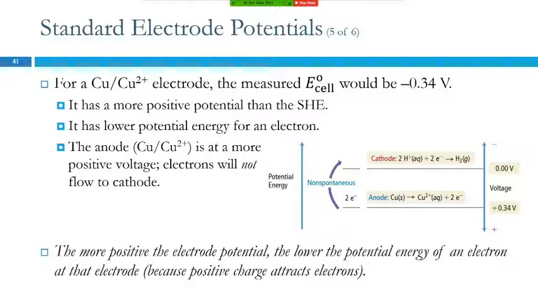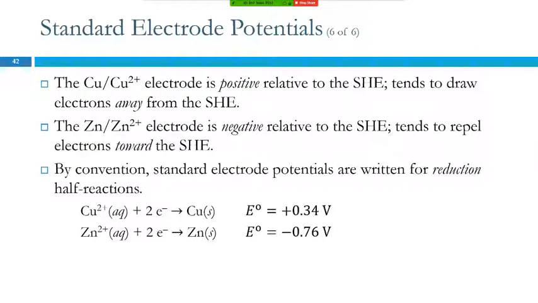The more positive the electrode potential, the lower the potential energy of an electron at that electrode. Positive charges attract electrons. So that copper electrode is positive relative to the standard hydrogen electrode. It's going to draw electrons away from the SHE. The zinc was negative relative to the SHE, and that will tend to repel electrons toward the SHE.